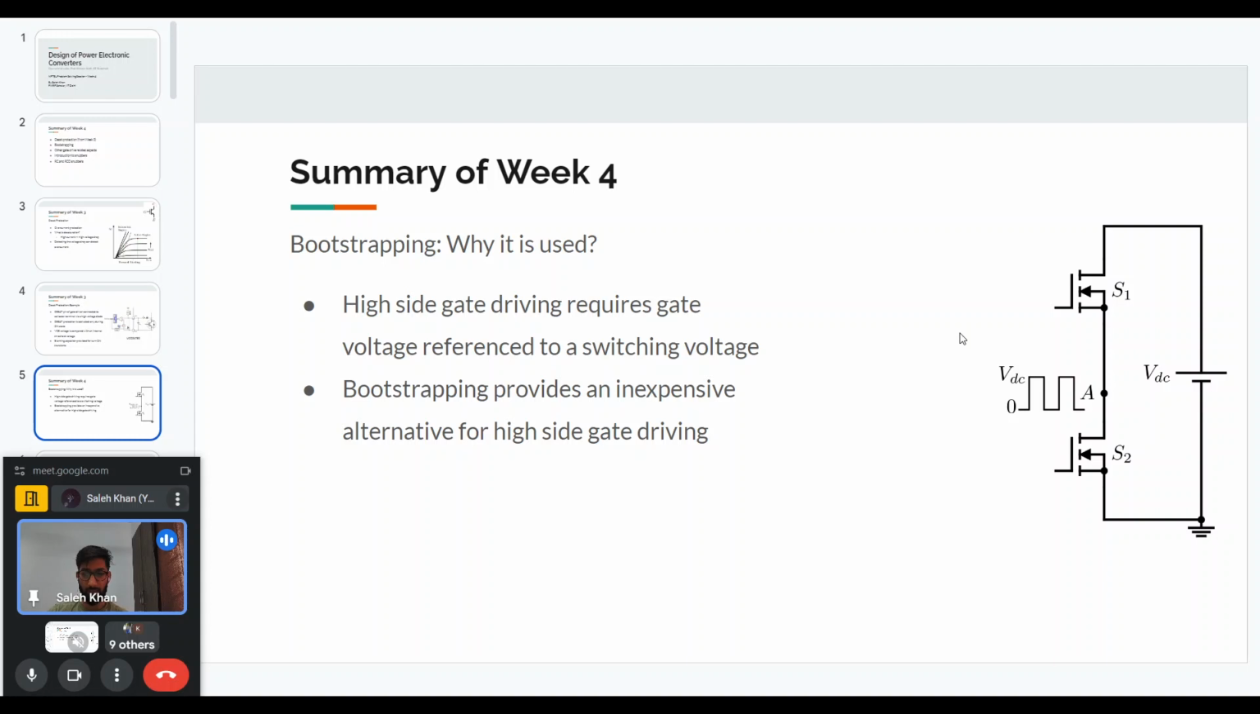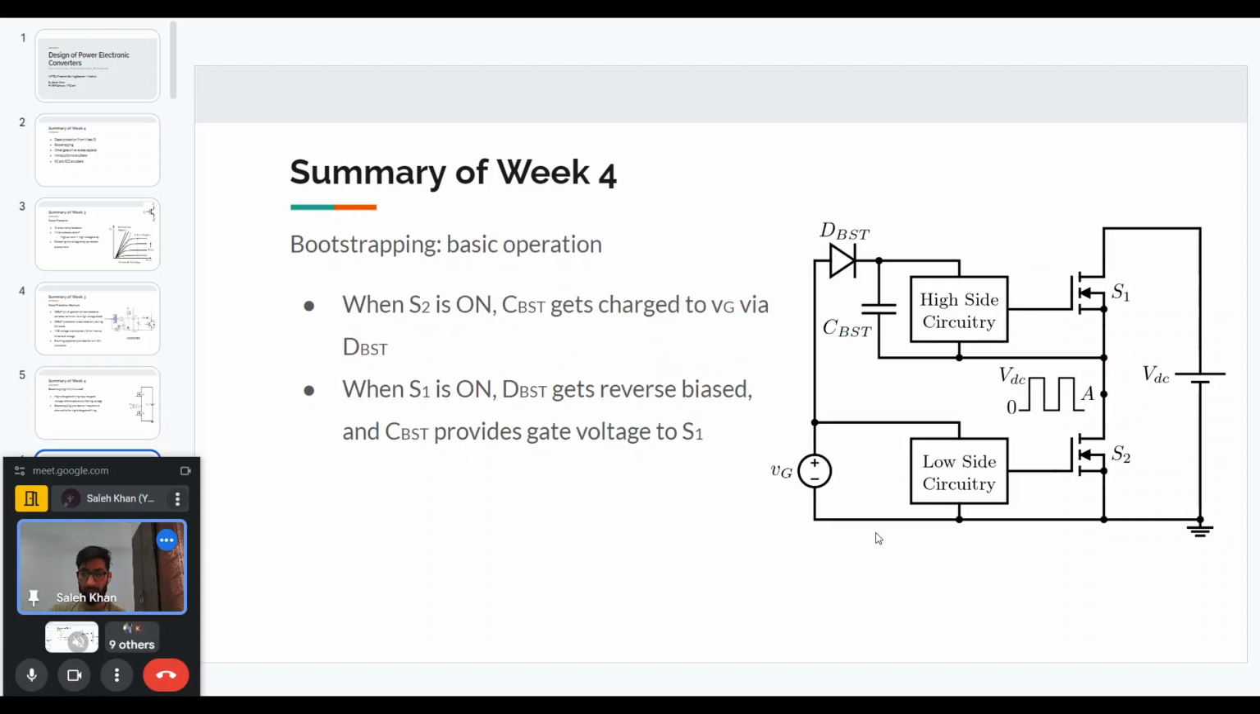That is why we have another option, which is called bootstrapping, or using a bootstrap capacitor gate driver. In this case, we just have an additional capacitor and diode in the circuit without any need for another isolated DC-DC converter. So it's an inexpensive alternative for high side gate driving. In summary, how it works is we have a voltage supply.